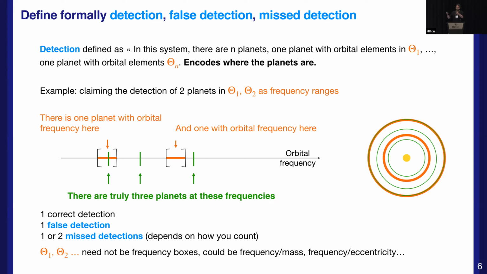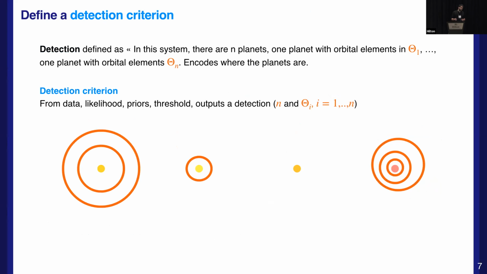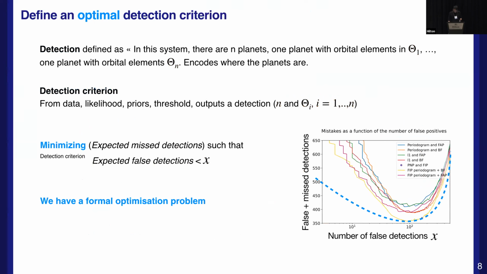And I'm saying, well, I detect a Jupiter in this frequency range. Now, a detection criterion is a function. It's taking in input a data set, and it's saying, well, for this particular system, you have 2 planets, or 1 planet, or 0 planet, or 3 planets, and this is where they are.